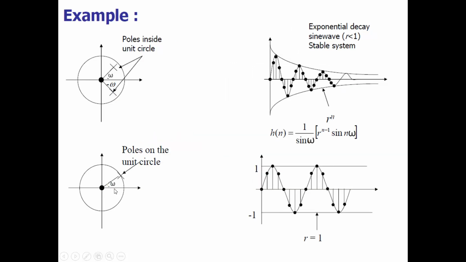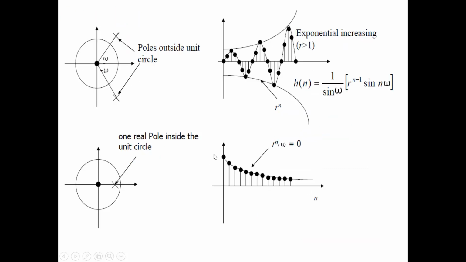Now if the poles lie on the unit circle, what will happen? It will not decay, rather the system will oscillate with a certain frequency omega, and that will be known as the frequency of oscillation. So it will not decay. In that case, the system will remain unstable.